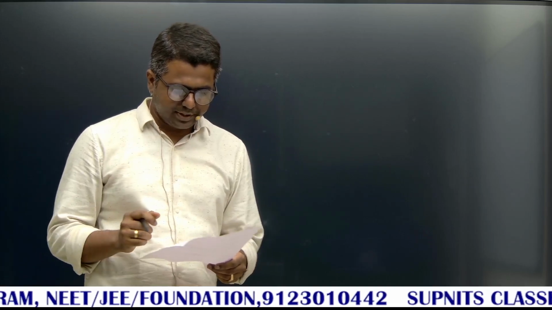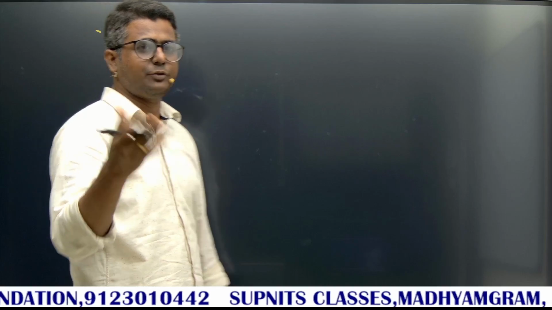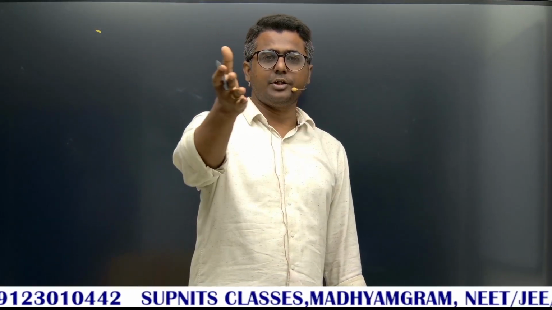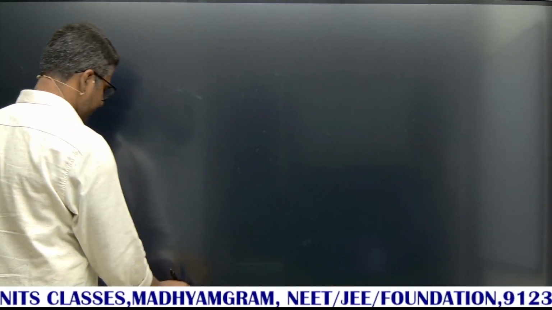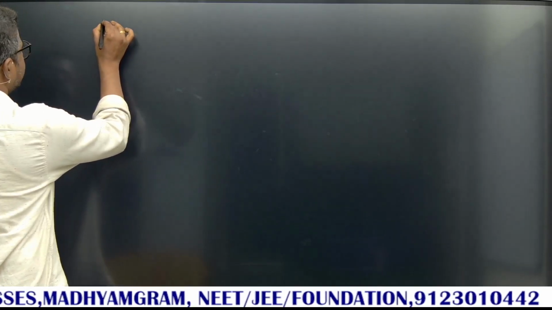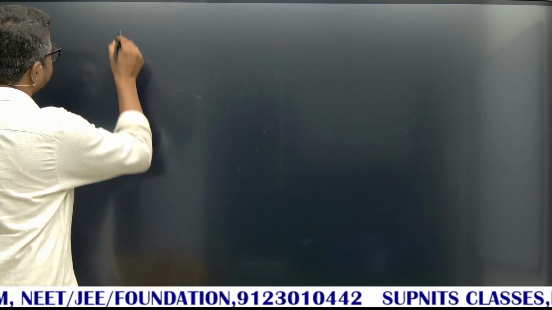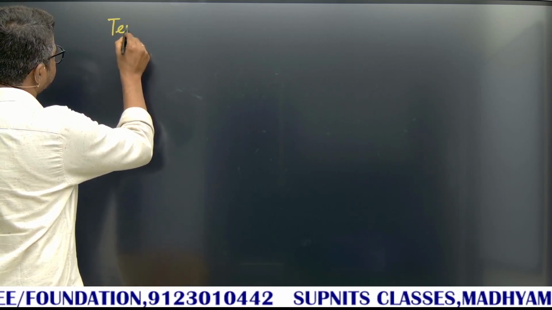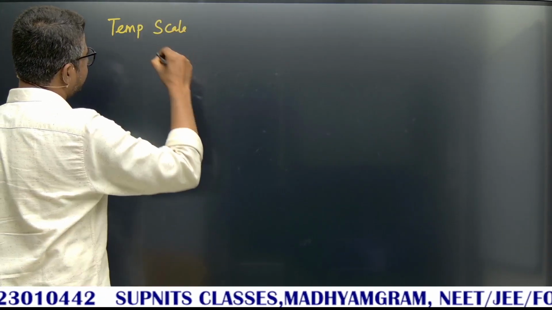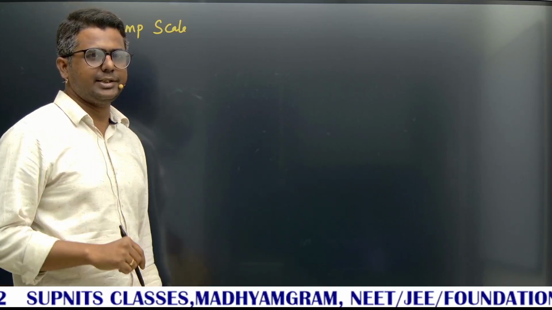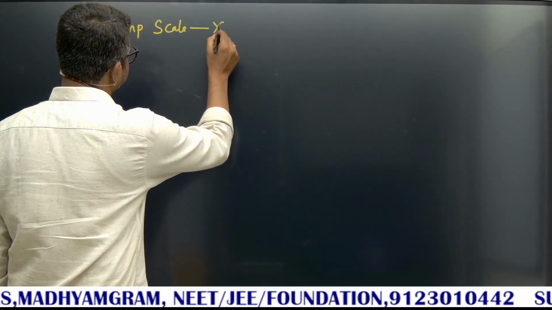That is, there is a temperature scale. What is a temperature scale? Like we know about Celsius, Kelvin, Fahrenheit and all, those are called temperature scales. So, there it is said that there is a temperature scale, and the temperature scale is not Celsius or Fahrenheit. This temperature scale is X. This temperature scale's name is X.